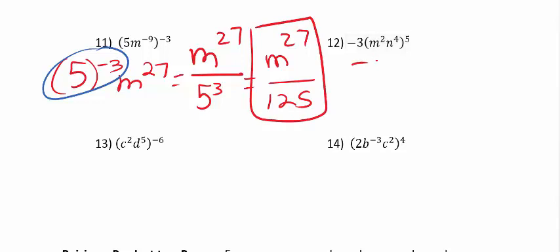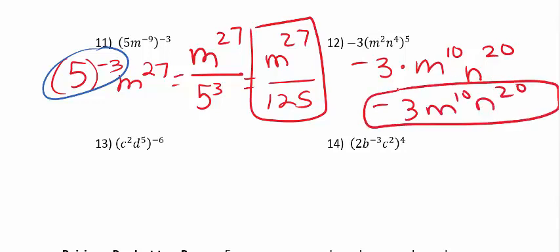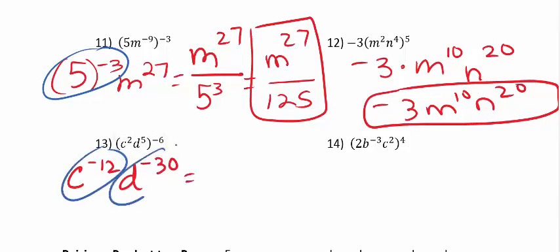Here we have a negative 3 in front, so that's not being affected by the power of 5, so we're going to multiply that by m, and we're going to multiply 2 times 5 and get 10, 4 times 5 and get 20, and so we just get negative 3 m to the 10th and to the 20th. Keep the base of c, multiply 2 times negative 6 and get negative 12, multiply 5 times negative 6 and get negative 30. Both are negative powers, so both are going to come down to the denominator, and we get 1 over c to the 12th d to the 30th.